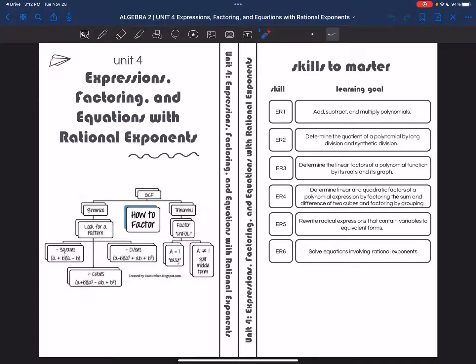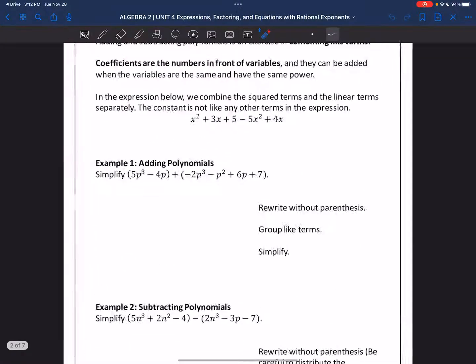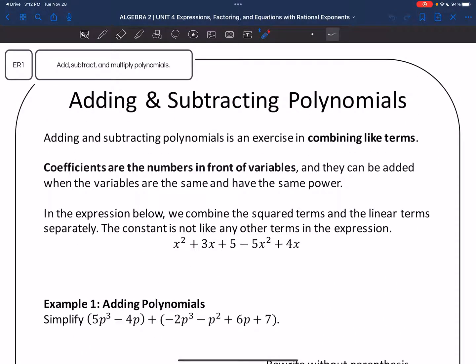In this video, we are going to be looking at our very first learning goal in this unit on expressions, factoring, and equations with rational exponents. The skill that we're focusing on is to add, subtract, and multiply polynomials. So let's get started with adding and subtracting.